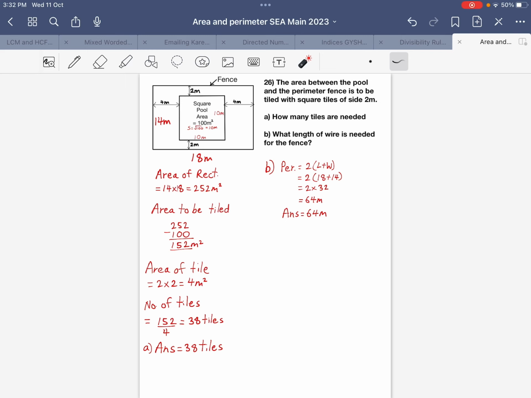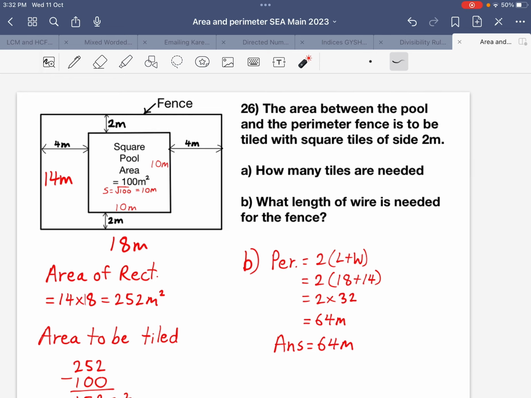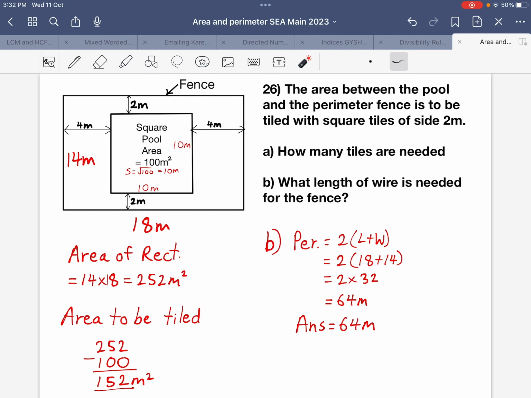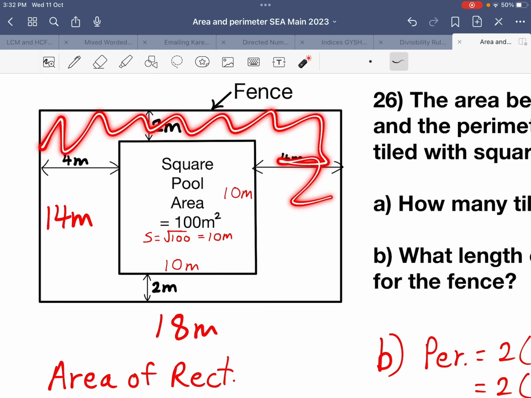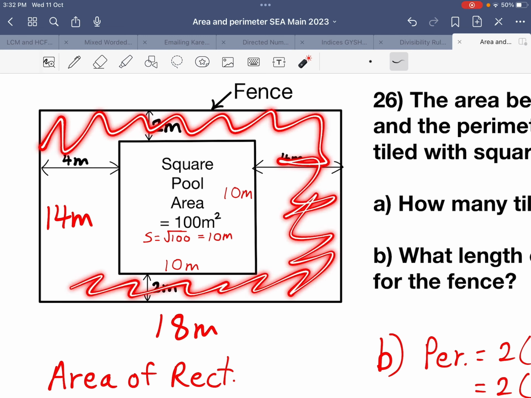Let's take a look at another area tile question. The ones that we looked at previously had tiles where the length of one side of the tile was 1 meter. So this question is different. For this question, we are asked to determine the area between the fence and the pool, which we already have the working for, so we are going to skip through that.